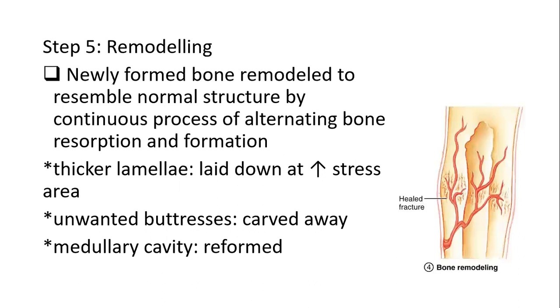And then the last step, the fifth step, is remodeling. The newly formed bone remodels to resemble the normal structure by a continuous process of alternating bone resorption and formation, causing thicker lamellae to be laid down at areas of increased stress. Unwanted buttresses are carved away, and the medullary cavity is reformed.